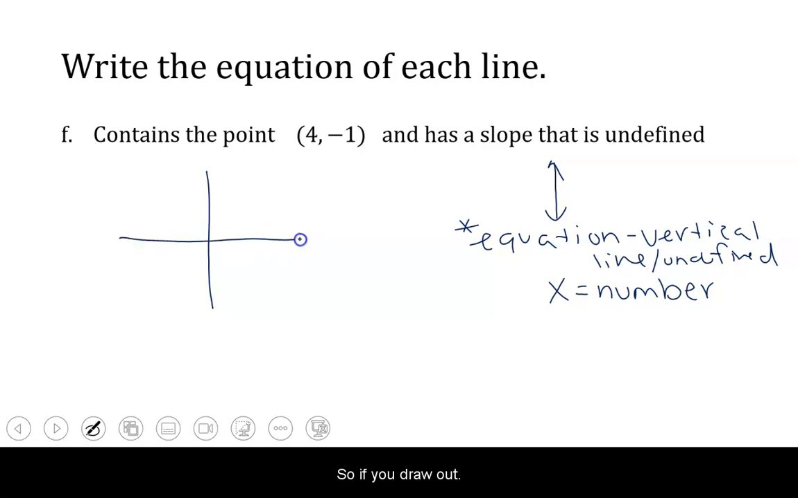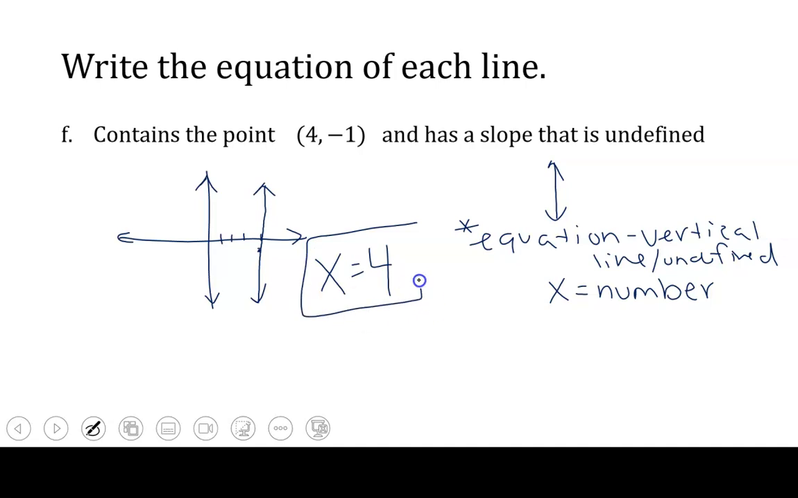So if you draw out your coordinate plane, and we know that the point is somewhere around here. So our line, because it's undefined, it's a vertical line. So the line looks like that. So for our equation, x equals, where does it hit the x? At positive 4. So that is your final answer.